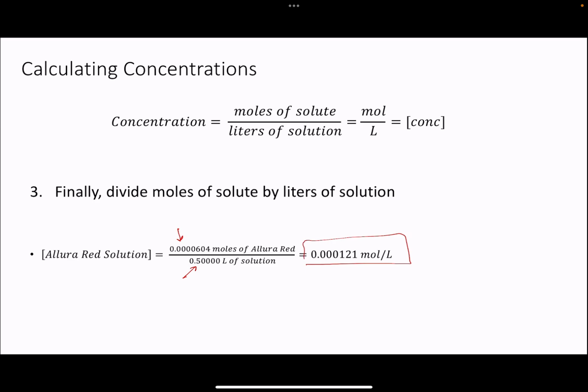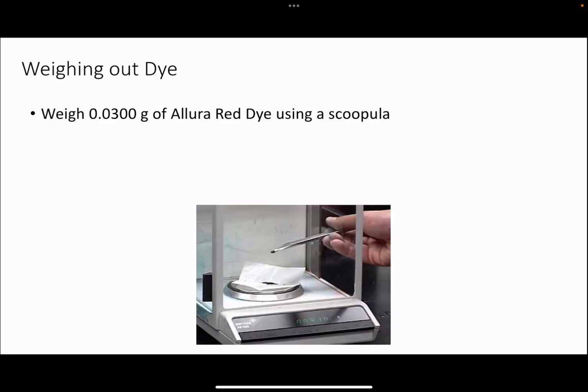We can simplify this too by dividing by 1,000 and saying 0.121 millimoles, because moles per liter is just the same thing as molarity, capital M. I just moved this decimal place over 3 times and added the milli.